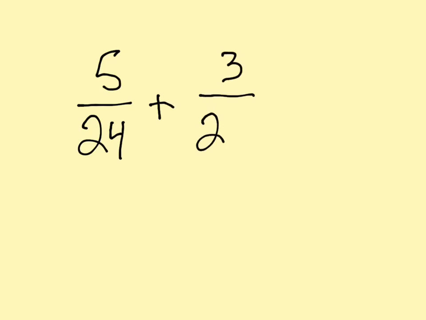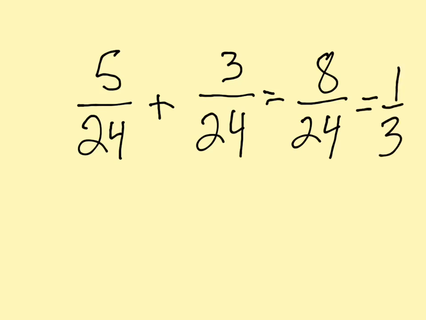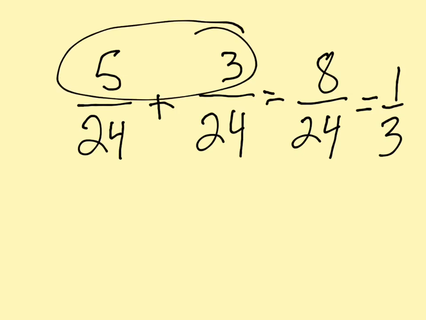Let's say we have 5/24 plus 3/24. That's equal to 8/24, but that simplifies down to 4/12 or 2/6 or 1/3. And so the final answer is 1/3. So we added across and we kept the common denominator. The only way to add fractions is if they have a common denominator.